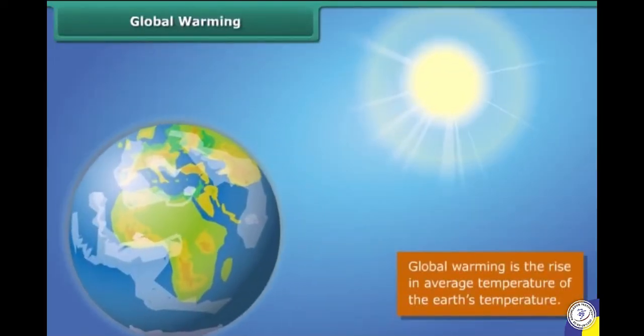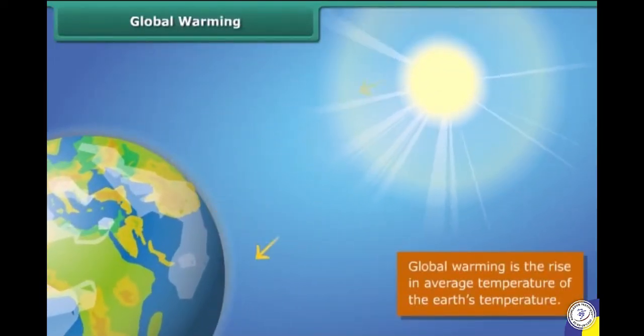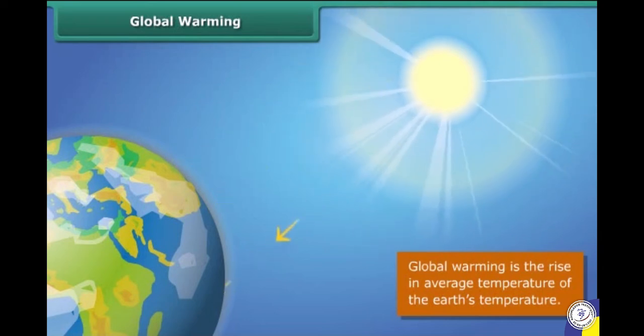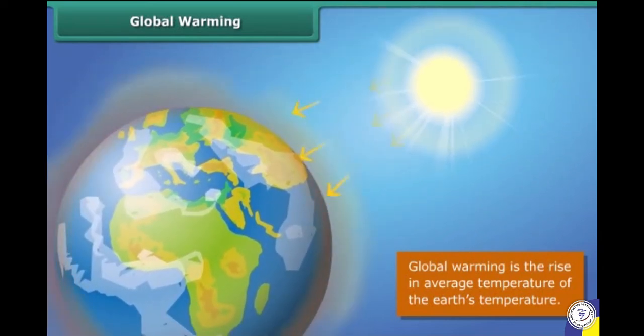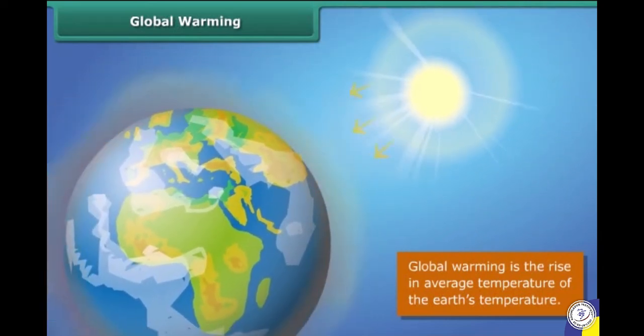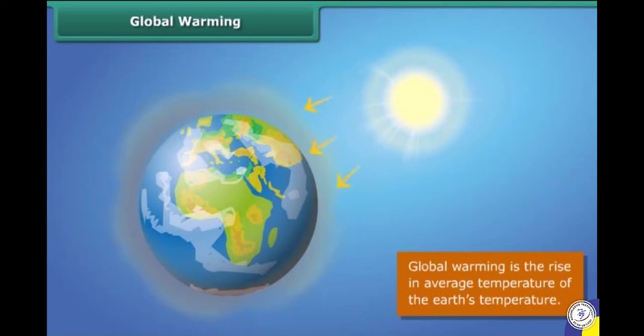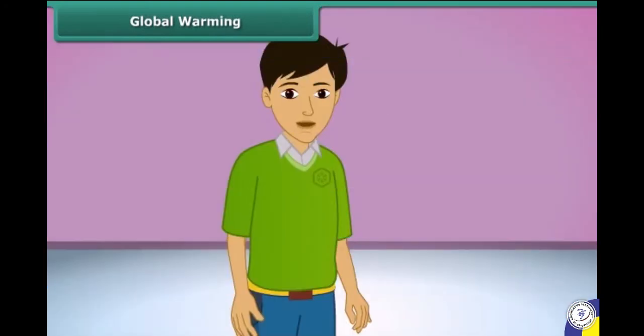Global warming means Earth is heating up. Scientists believe that Earth's temperature is going to increase even more in coming years. Scientists say that greenhouse gases like carbon dioxide trap the heat from the sun and increase the temperature of Earth's atmosphere. Can you imagine the consequences of heating of Earth's atmosphere?